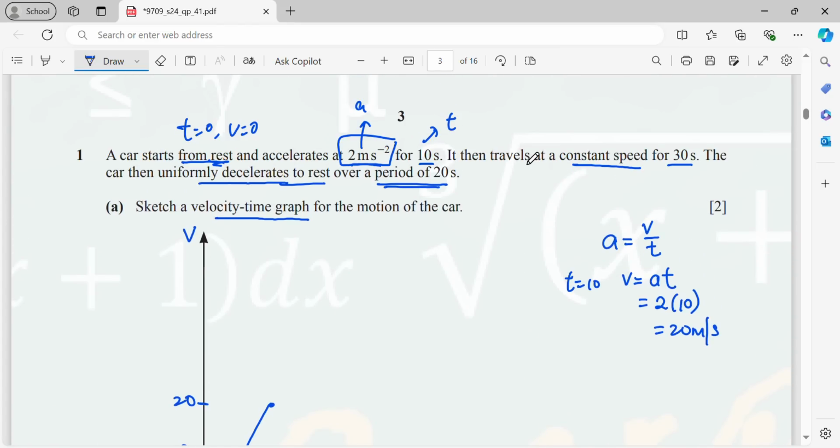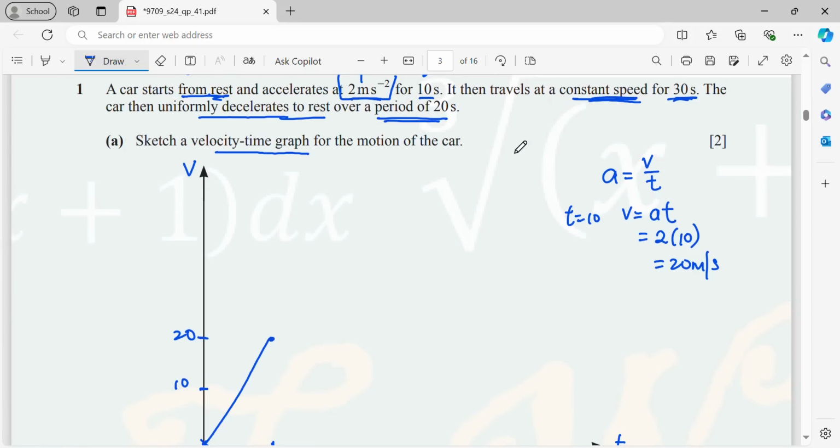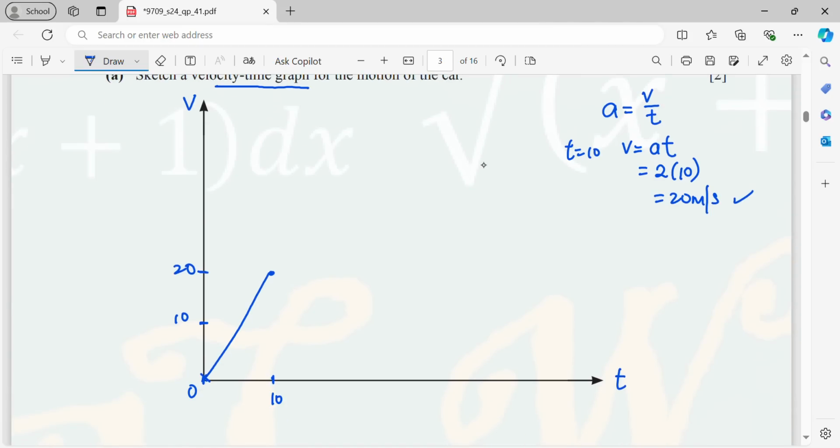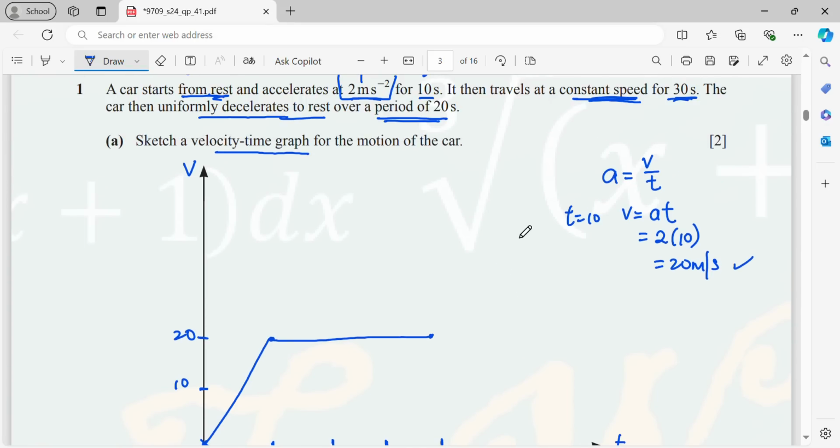Now it then travels at a constant speed for 30 seconds, which means that for another 30 seconds, v equals 20, constant speed. So 30 seconds added to the 10 seconds takes it up to 40 seconds. So here 20, this is 30, here is 40. Use the same scale. So constant speed, 20 meters per second, for 30 seconds.